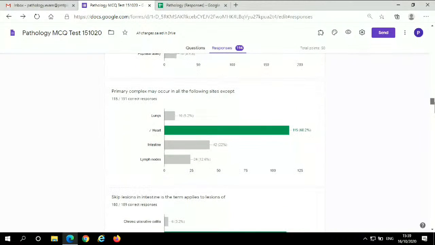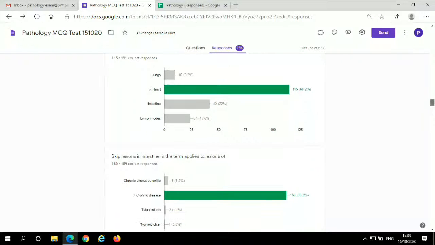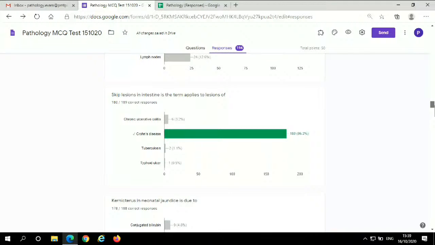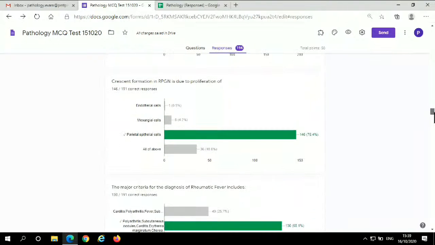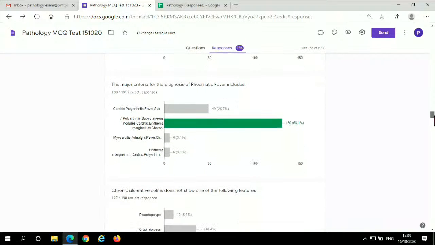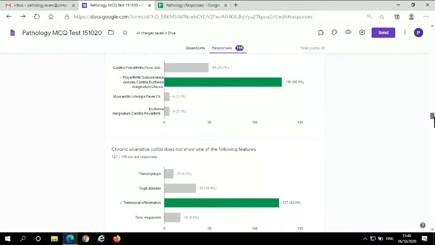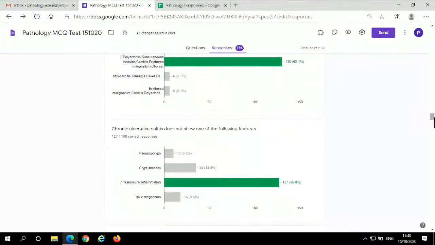Primary complex may occur in the following sites except heart, that is correct. Skip lesions in intestine is a term applied to lesions of Crohn's disease, that is correct. Kernicterus in neonatal jaundice is due to unconjugated bilirubin, that is also most of you have given the answer. Crescent formation in RPGN is due to proliferation of parietal epithelial cells, that is important, and most of you know that. Major criteria for diagnosis of rheumatic fever, that many of you know. Chronic ulcerative colitis does not show one of the following features. So transmural inflammation is not seen in ulcerative colitis.